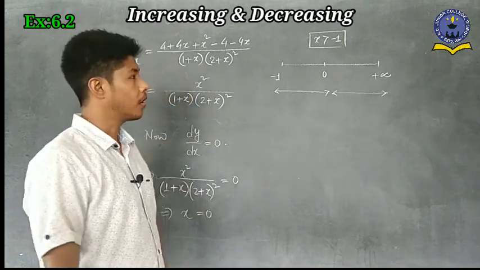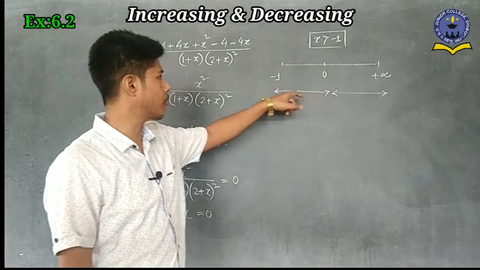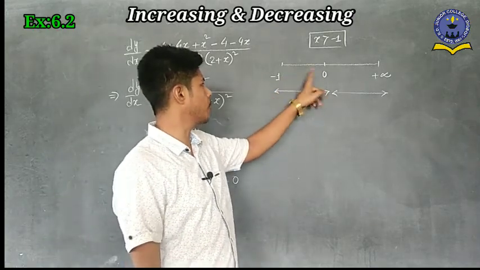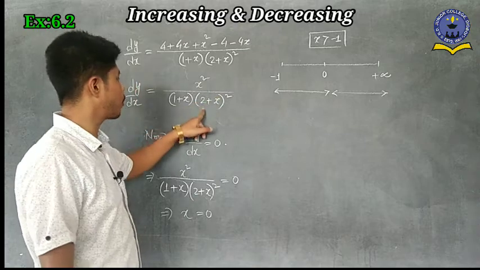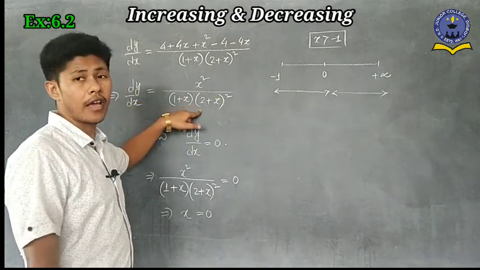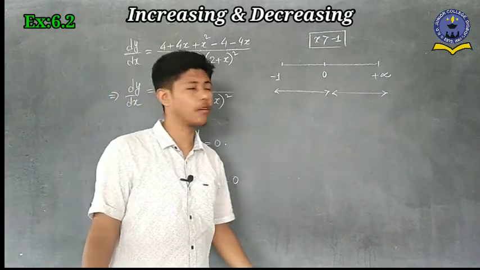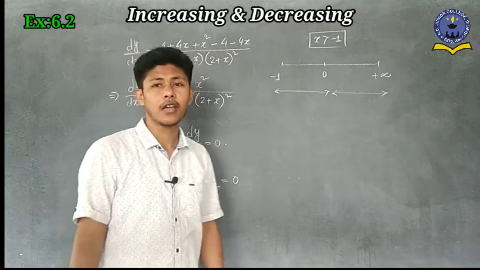So here, in our last class, we know what we have to do. We just take a point in between these two and we put this point in the dy/dx value or in f dash of x. So if we get the value greater than 0, then it is increasing, or if it is less than 0, then it is decreasing.